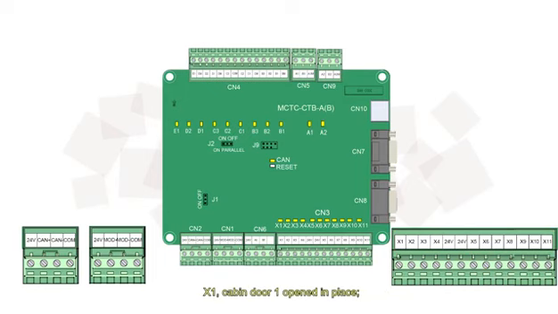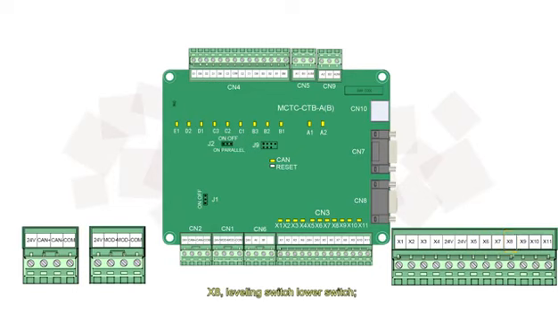X1, cabin door 1 opened in place. X2, cabin door 1 closed in place. X3, cabin door 1 light curtain. X4, overload signal input, 110%. X5, full load signal input, 100%. X6, light load signal. X7, leveling switch upper switch.